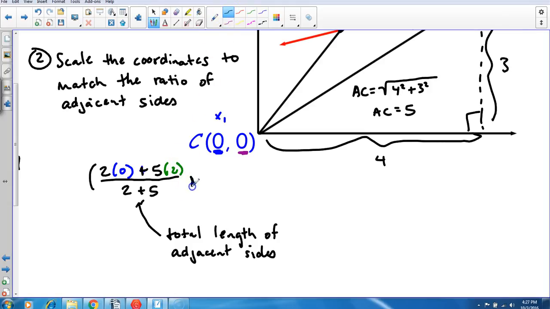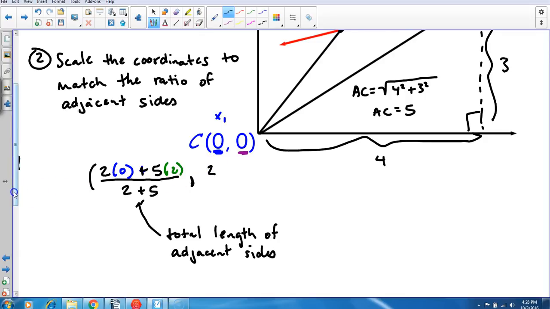That's our x coordinate. Again, it's similar to the midpoint formula, but because we're scaling it and not finding an average, we're going to multiply by the lengths of our sides and incorporate the coordinates, and then divide by the total length of the adjacent sides. We're going to do something really similar for the y.